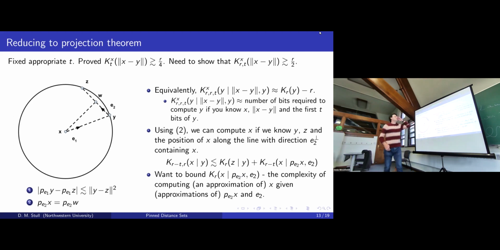We've shown that the first T bits of the distance have complexity at least R over 4. And we need to show that the remaining R minus T bits have complexity R over 2. If we have those two things, we can combine them to get a lower bound of 3/4, which is what we want.